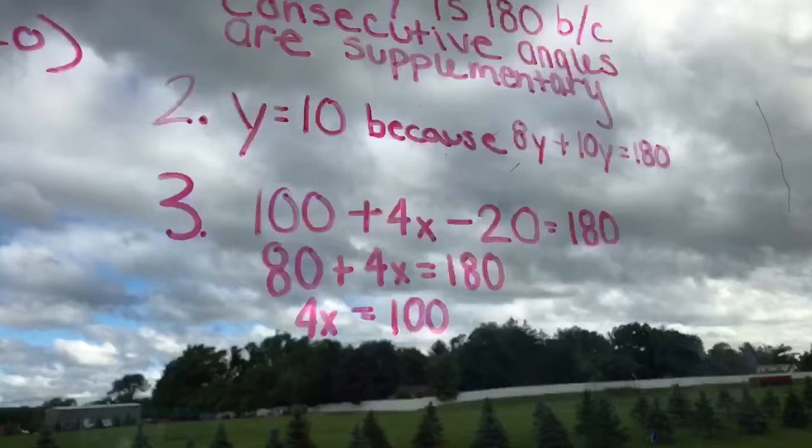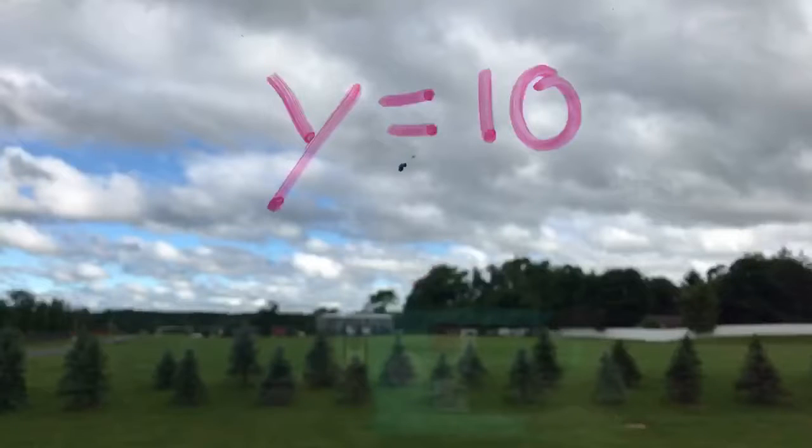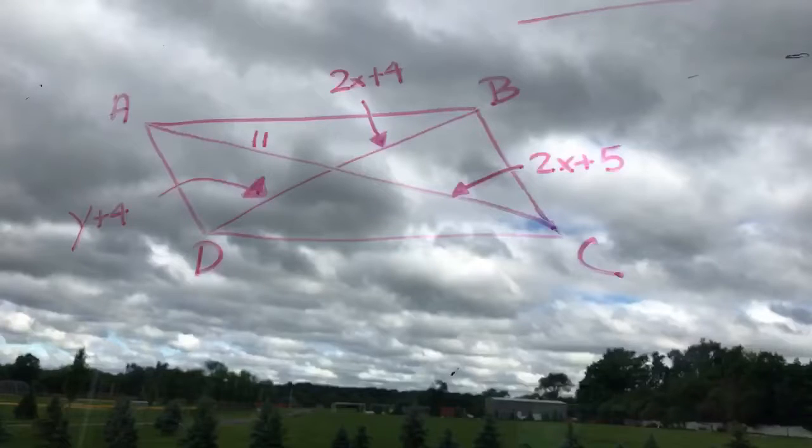And then to further solve the equation, 80 plus 4x equals 180. And then if you subtract 80 from 180, it's 4x equals 100, meaning x is 25. To recap, y equals 10 and x equals 25.